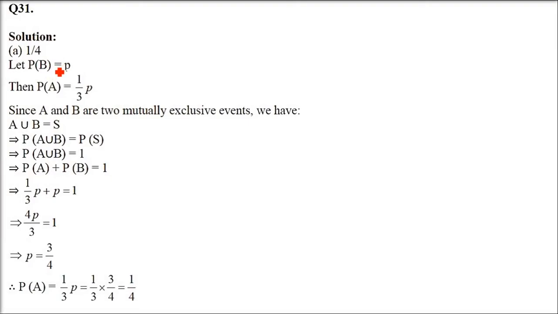Question number 31. If S is the sample space and P(A) equals 1/3 of P(B), and S is equal to A union B, where A and B are two mutually exclusive events, then P(A) is equal to. Okay, so how do we do it? We already did a question in terms of X. So let us assume that the probability of B is P, not X. Let us take P this time. So what will be P(A)? P(B) is P, so P(A) will be 1/3 of P.